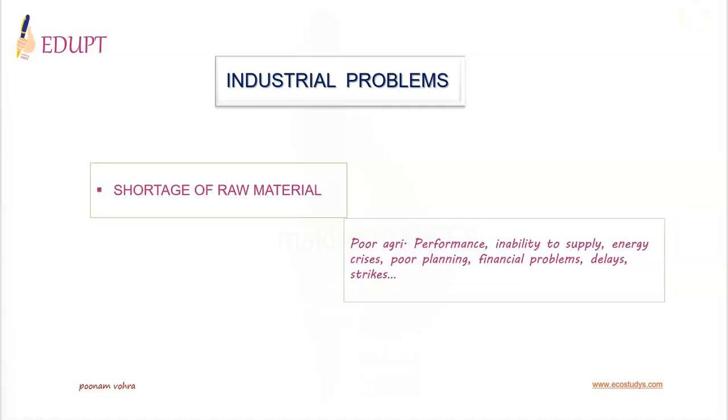The industrial sector is also faced with the problem of shortage of raw material. It occurs due to various factors like poor agricultural performance and hence low income earned by the agricultural rural class, and the inability of the agricultural sector to supply an adequate quantity of raw materials to industry due to failure of monsoon or energy crisis or any unforeseen circumstances.